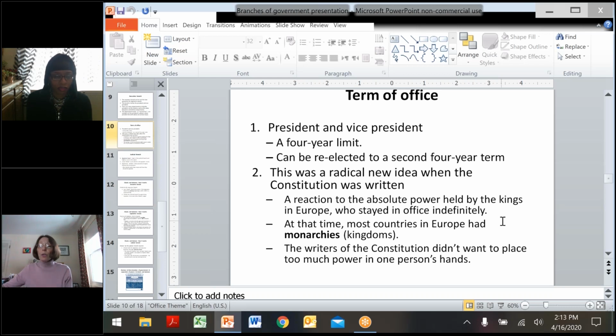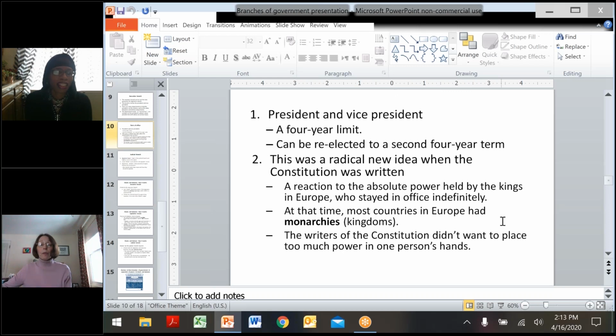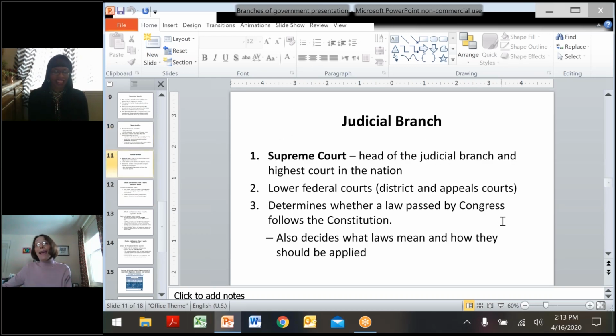The writers of the Constitution did not want to place too much power in one person's hand, which can be dangerous because they could do whatever they wanted, and they did not want to deal with that again. They were very upset about some of the things that were going on, like what they called taxation without representation. They felt they were being taxed too much and without any say on their part. That was one of the things they disliked. We're kind of going through that now. Yeah, right. That was one of their major beefs, too much tax. It was a slogan, taxation without representation.